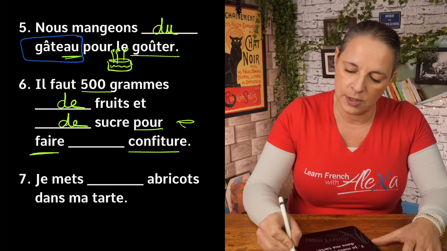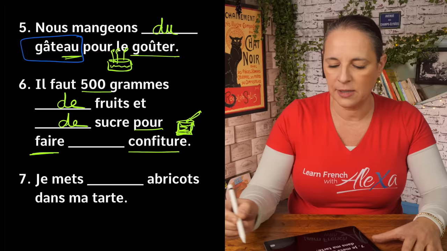Okay, so I'm going to draw the little pots of jam here. Okay, and that's the spoon going in the pot. That looks like a pot of paint, actually. Okay, anyway. Confiture, however, is not referred to quantity as such.